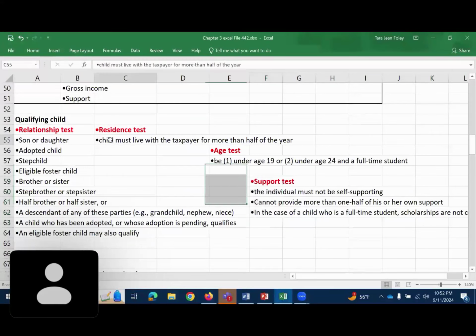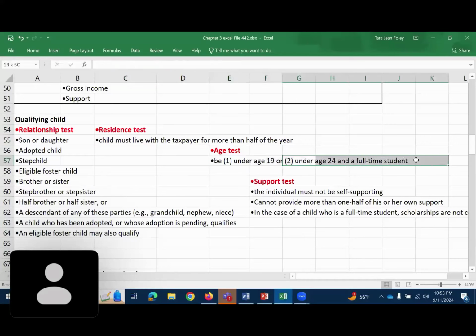The residency test: the child must live with a taxpayer for more than half the year. And that does not include if they're out in college, right? They come home, they still live at home. They don't have another place, right? They might be living in college, but they come home. Must be under age 19, which means 18 and below, or under 24 and a full-time student. So it has to be 23 and below.